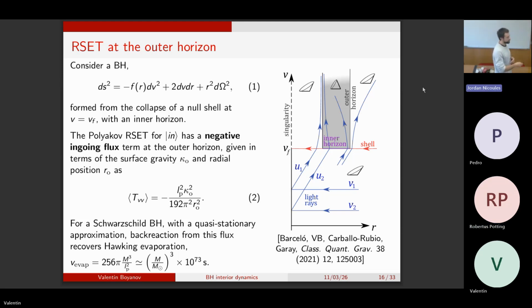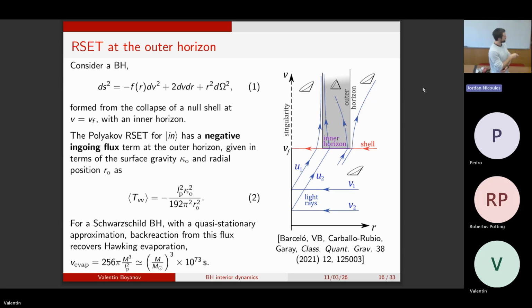And this is a simplification in terms of how typical collapse would go, even in spherical symmetry. But it's essentially in order to simplify the conditions for the quantum field as it enters the black hole region, and subsequently the calculation of the renormalized stress energy tensor. So if we do this and look at the renormalized stress energy tensor in the black hole region, in the Boyanov approximation, what we find at the outer horizon is a negative ingoing flux, which depends on the surface gravity and radial position of this horizon.